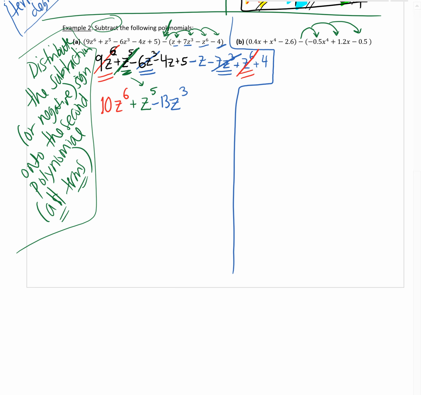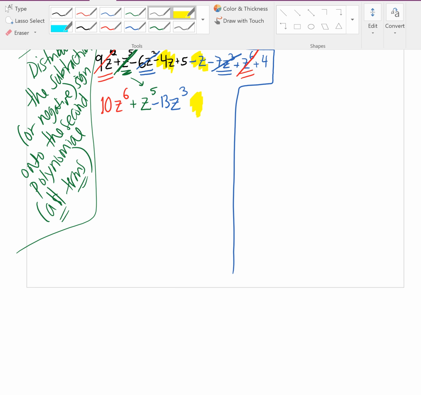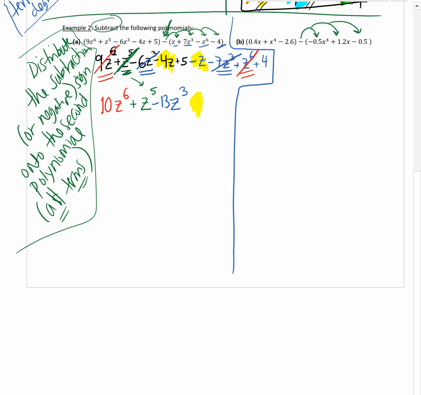And of what's left, I see that there are two terms that have a z in them, negative 4z and a negative z. Those will come next. And then the constant terms are last, the 5 and the 4. So I'm going to combine the z terms next. You have negative 4z minus z, that makes negative 5z. And then the constant terms, you have 5 and 4, which make 9.